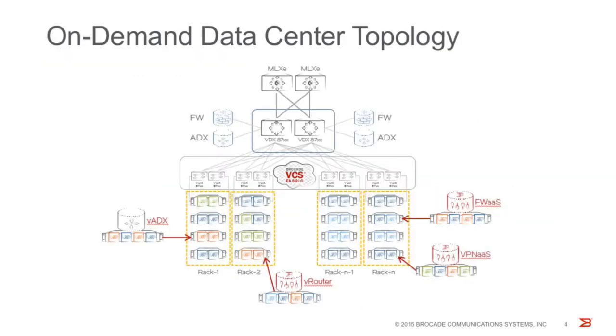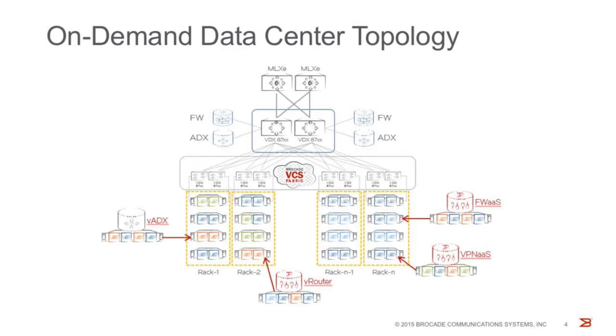So this is what an on-demand data center topology would look like. So you have your compute racks with lots of VMs. And also you can see interspersed into those racks a virtual load balancer, a vRouter, VPN as a service, firewall as a service. These today are virtual machines, but they're tenant-based VNFs, virtual network functions, that are dedicated to tenants.